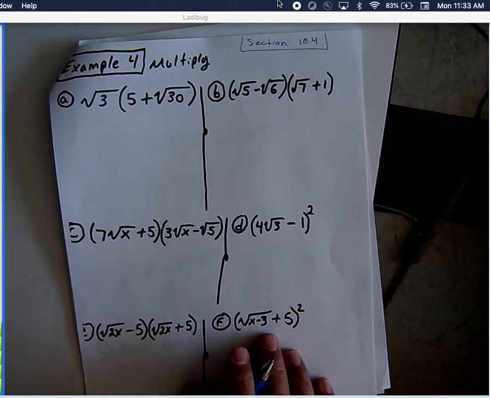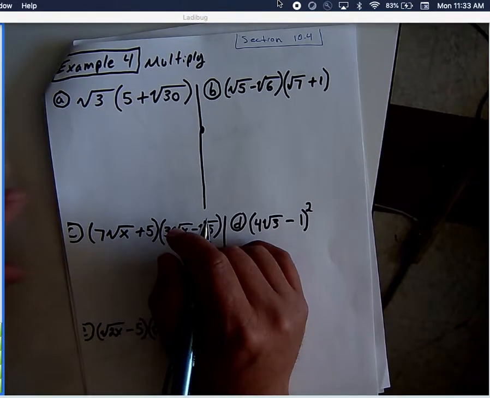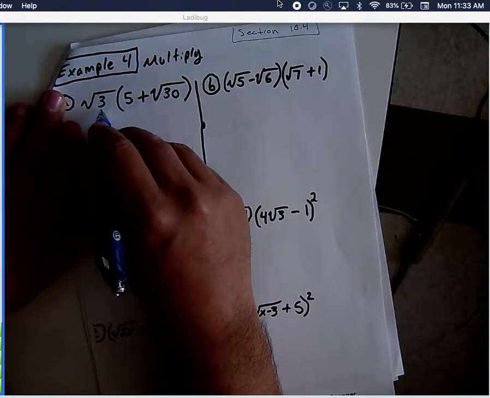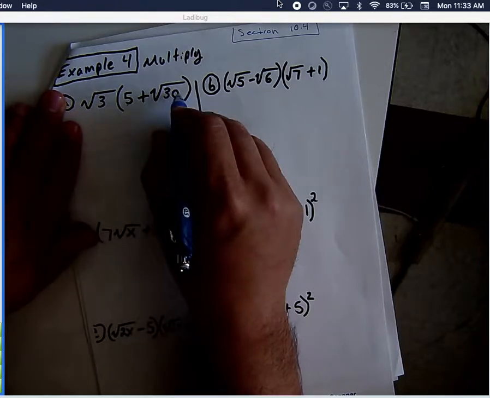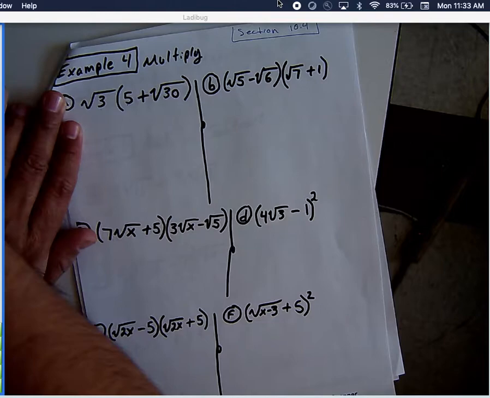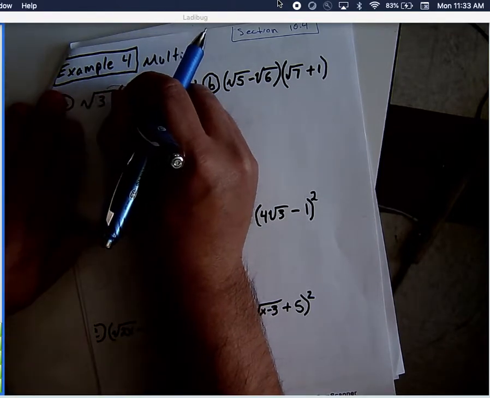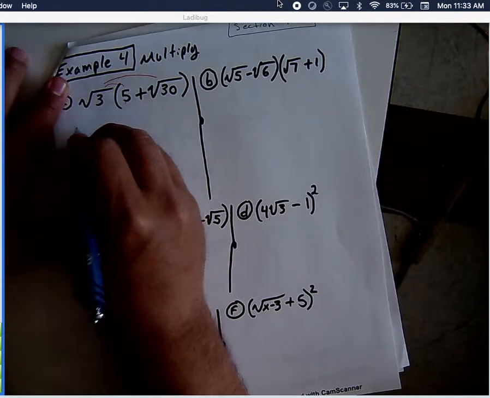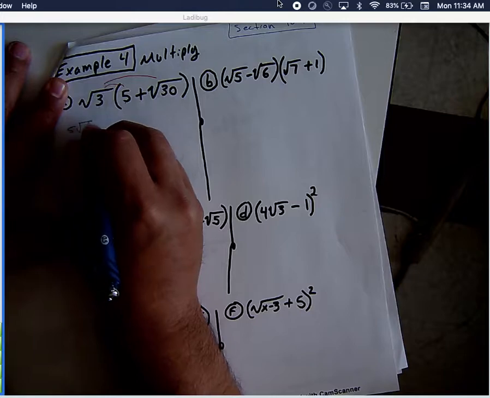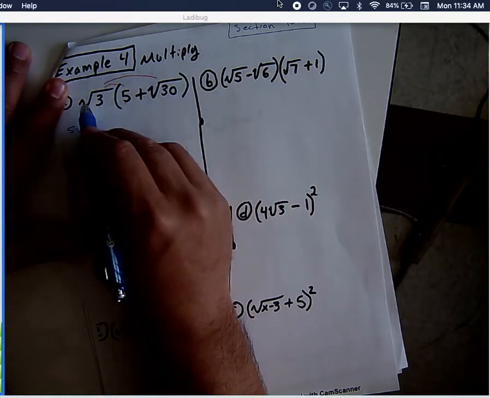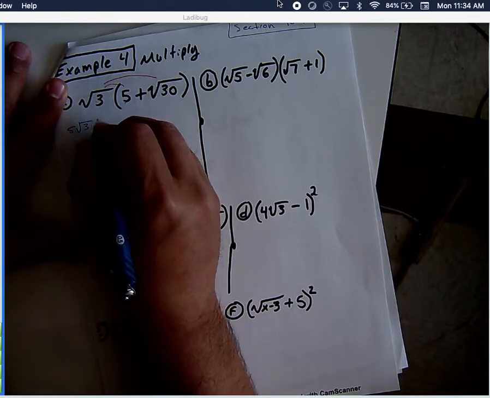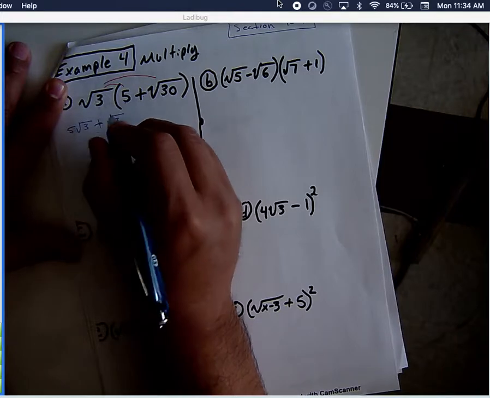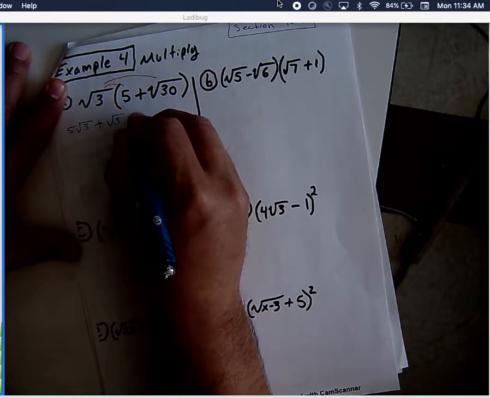Example 4. So now we're multiplying. So you have this radical number outside, and then you have these parts inside. Here you apply the same rules of mathematics. You distribute, so you would have 5 times that, so 5 cube root of 3, and then you would have this times that, so plus, and I'm going to take an extra step, square root of 3 times square root of 30.